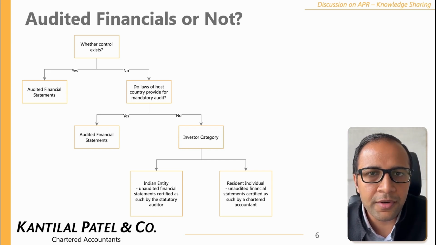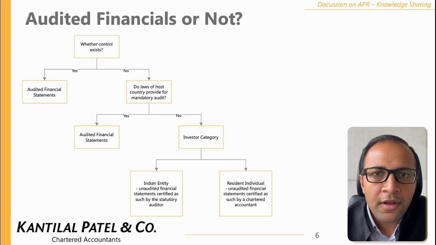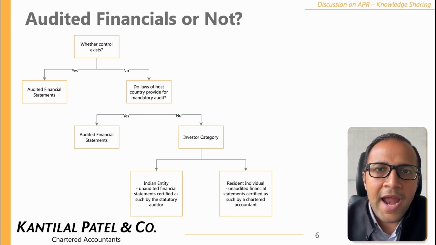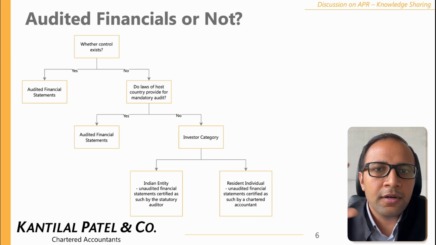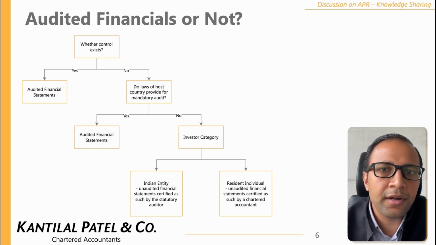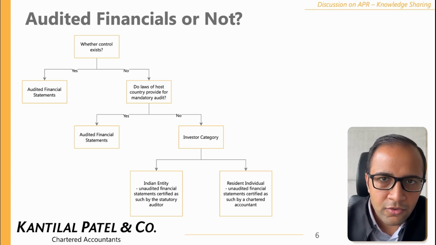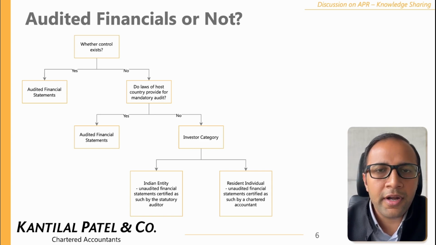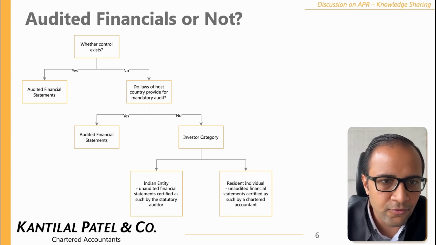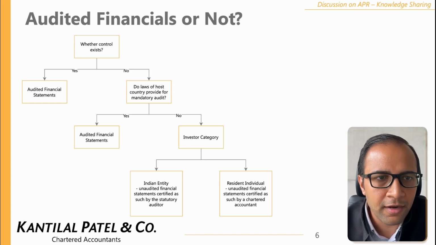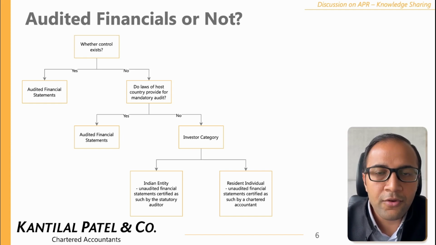And the second situation is where there is no control and there is an Indian entity and the host country does not have an audit mandatory requirement, then that overseas subsidiary's audit needs to be performed by the statutory auditor of the Indian entity. So I think this flowchart would help in determining where audit is necessary, who can perform the audit.